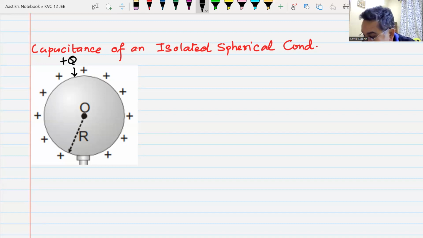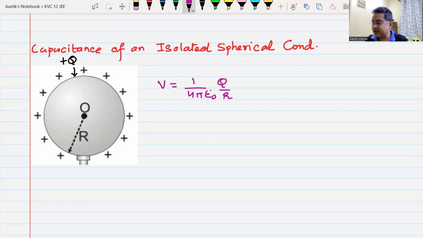Yes? Q by K, Q by R. How did you get this? Potential is K, Q by R. Right, the potential of this. And I will not call it K now. I will call it 1 by 4 pi epsilon naught Q by R. That was the potential of this.